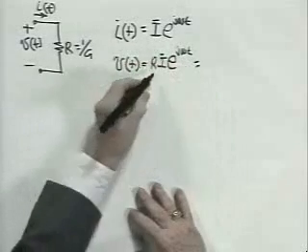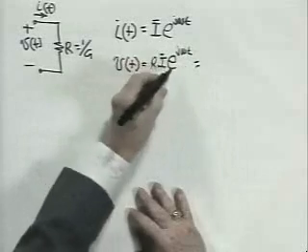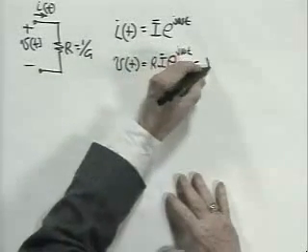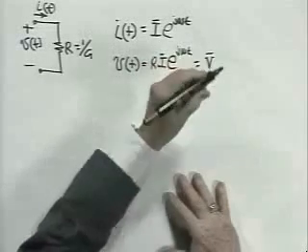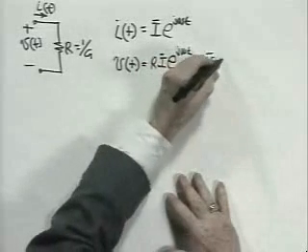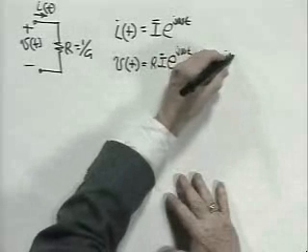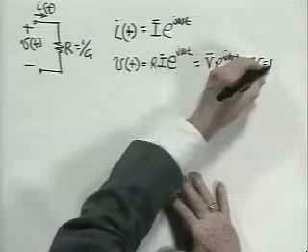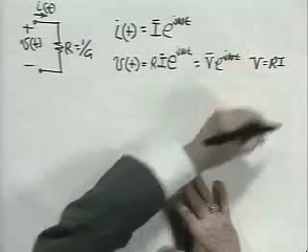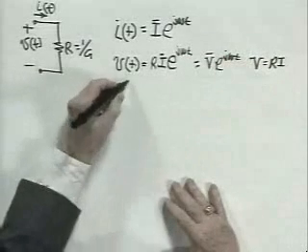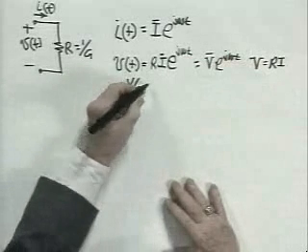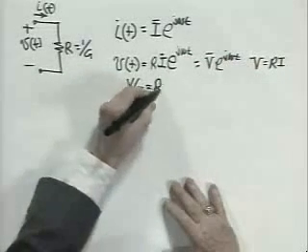V of t obviously is in the form some multiplier times e to the j omega t. If I write that multiplier as V, a complex number, times e to the j omega t, where V is just R times I, then the ratio V over I is equal to R, the resistance.